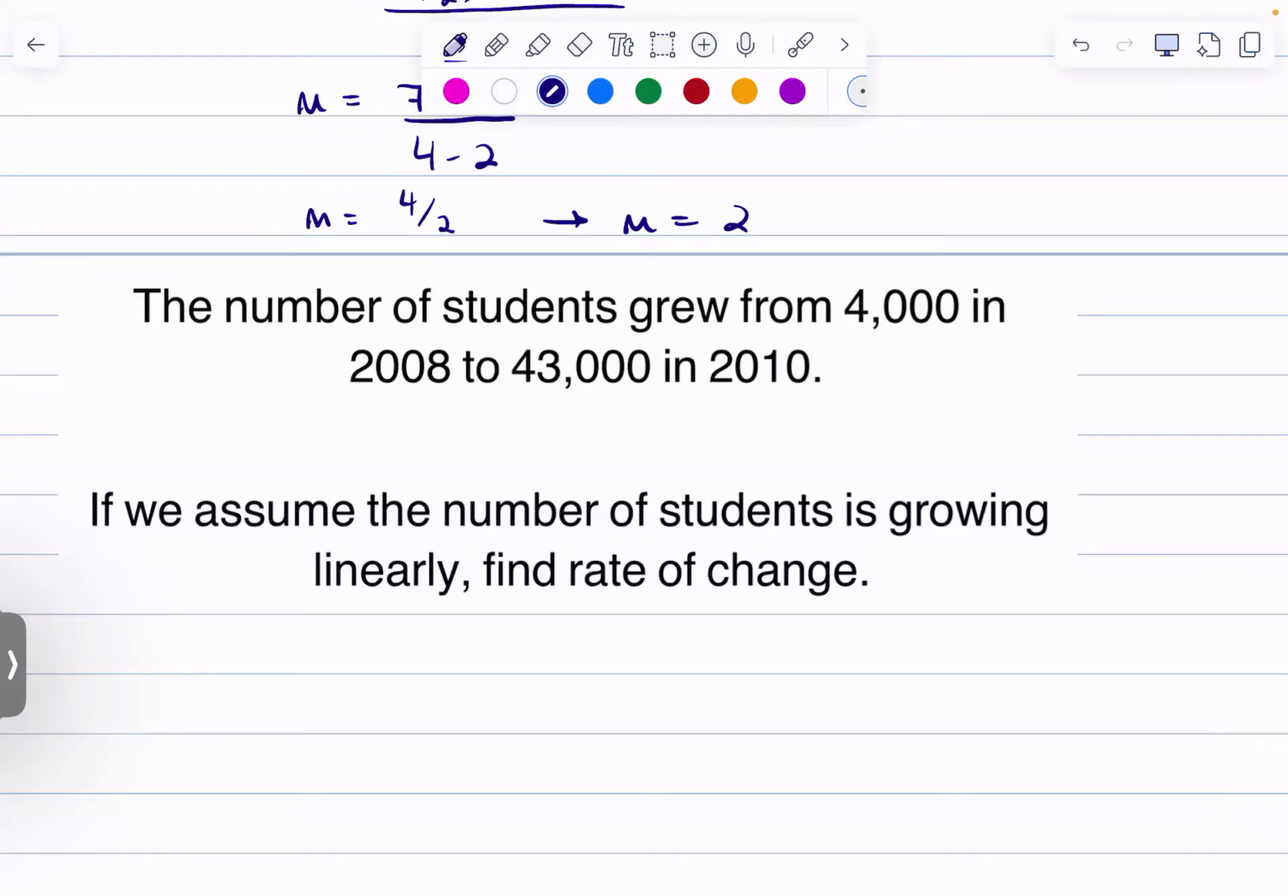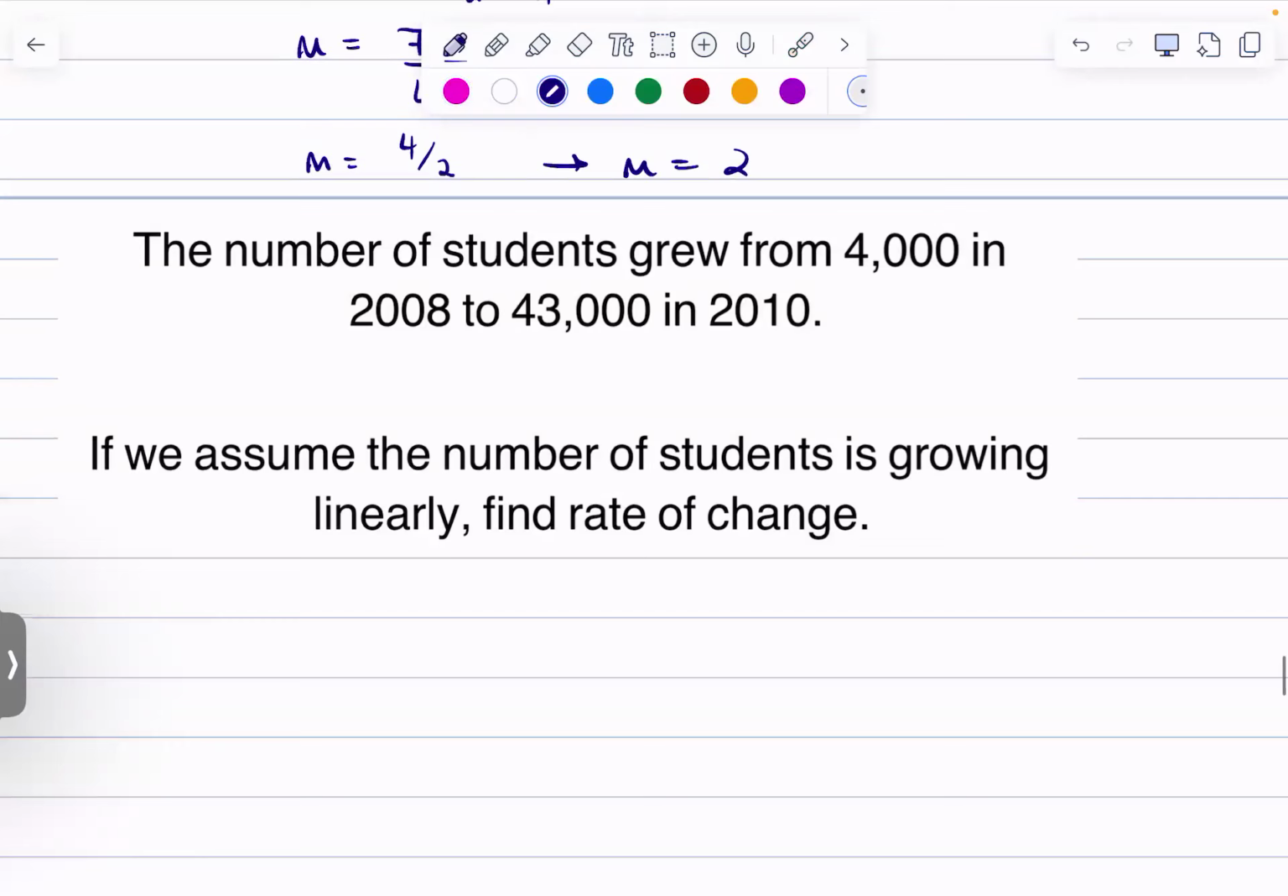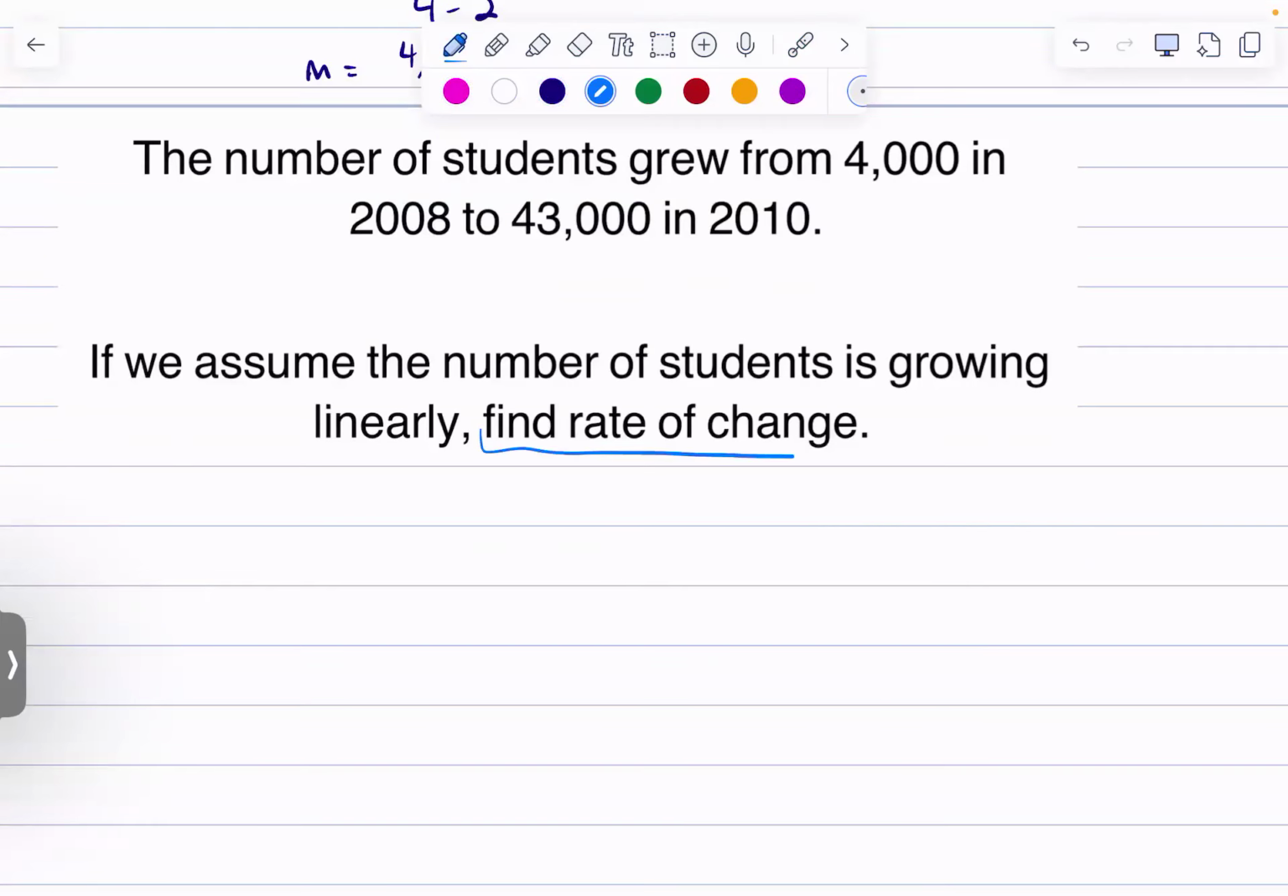If we're told that the number of students grew from 4,000 in 2008 to a whopping 43,000 in 2010, so just in 2 years, that's crazy. If we assume the number of students is growing linearly, then find the rate of change, which is really asking you to find the slope. So here, find m.